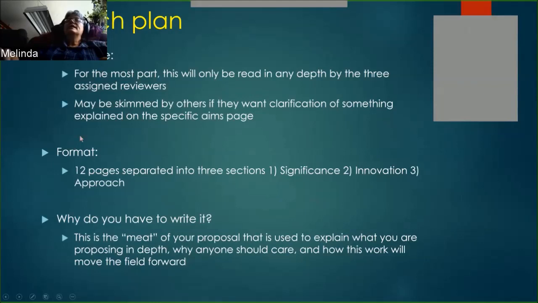This is actually for an R01 grant. The research plan is 12 pages, and it's separated into significance, innovation, and approach, which I believe is also true for the research plan of a K, at least it was the last time I looked at it. Everything's just going to be shorter, which makes sense. You're not going to be proposing the scope of work in a K that you do in an R. Now, this is the meat of the proposal. You have to explain why anybody should care and how the work moves the field forward.